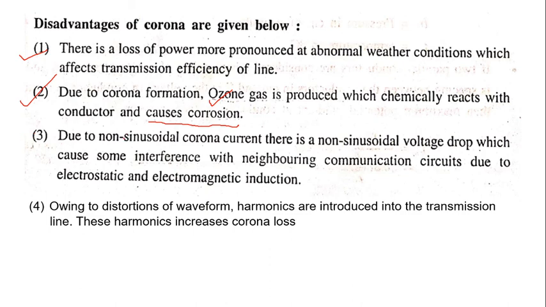And the third one, that is due to non-sinusoidal corona current, there is non-sinusoidal voltage drop, which causes interference with neighboring communication circuits due to electrostatic and electromagnetic induction. So it is going to affect nearby communication circuits. And the fourth one, that is owing to distortion of waveform, harmonics are introduced into the transmission line. These harmonics increase the corona losses.